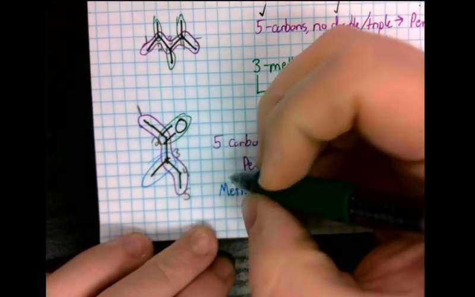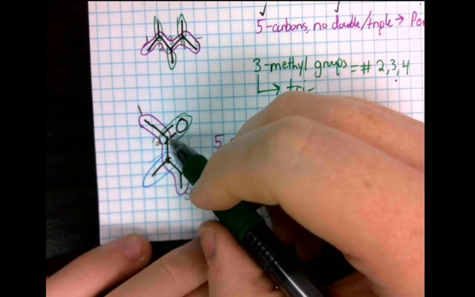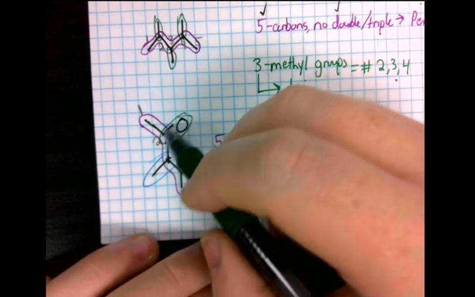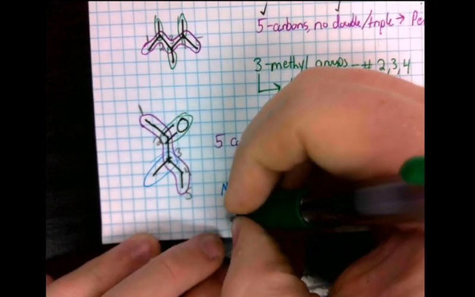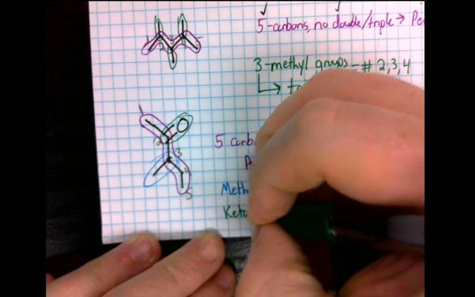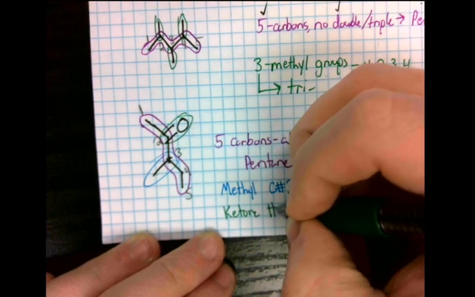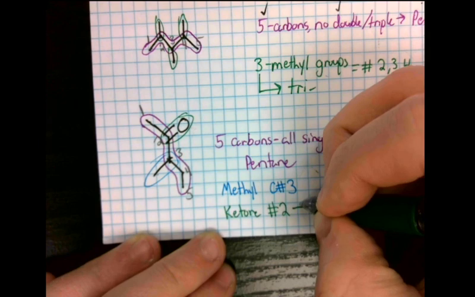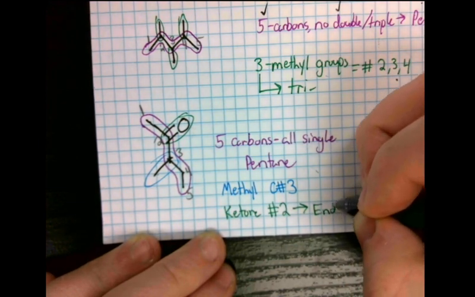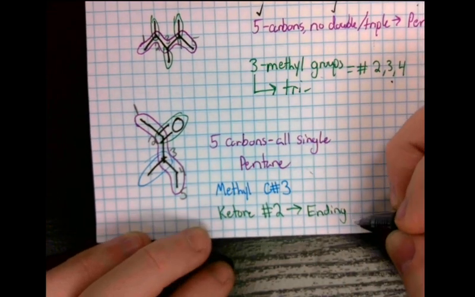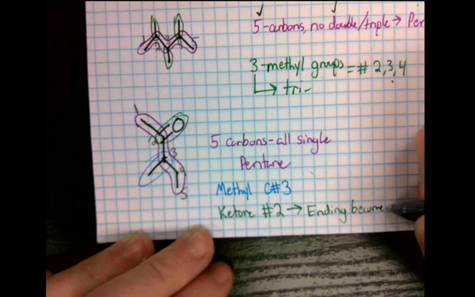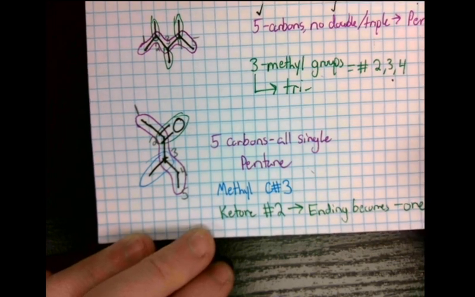And then our green, it's either a ketone or an aldehyde, but ketones are what you name them in the middle since it's not attached to a hydrogen. So this is a ketone number 2. So this means our ending changes. Our ending becomes one.